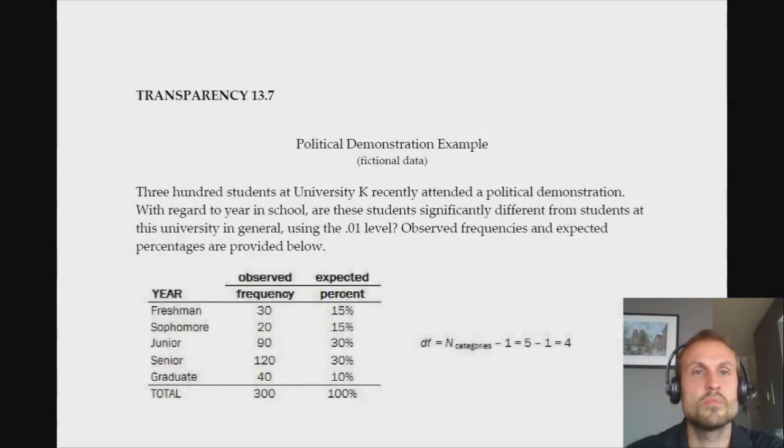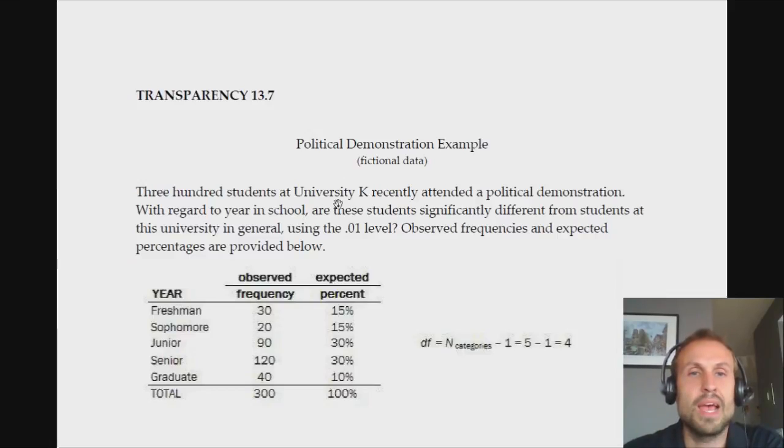All right, this is chapter 13, where we are looking at variables that are different to what we've done before. This time we're looking at nominal or categorical variables, and the techniques that we've done previously won't work in the same way. If we look at this example first, entitled the political demonstration example.